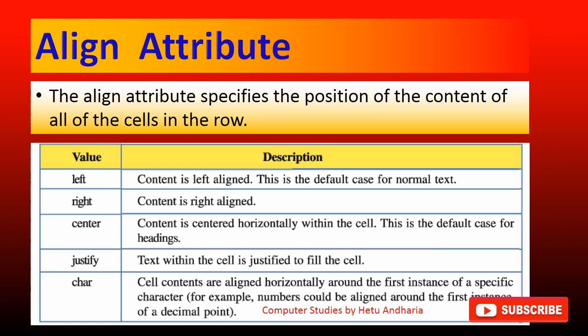Then char, that is character. In that, the cell contents are aligned horizontally around the first instance of a specific character. For example, numbers could be aligned around the first instance of a decimal point.